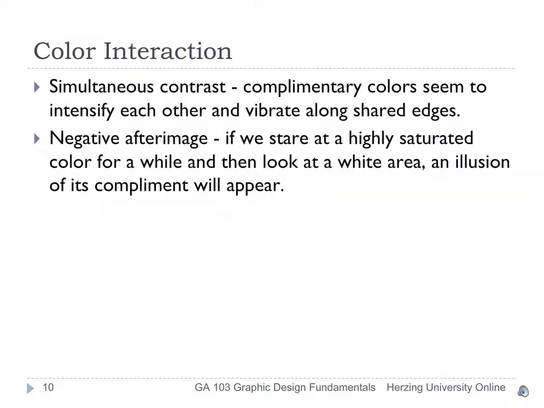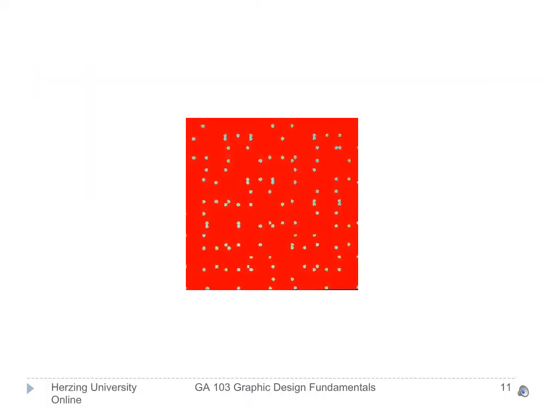We often experience different forms of color interaction. We have simultaneous contrast, which is where complementary colors seem to intensify each other and vibrate along shared edges. We also see a negative afterimage. If we stare at a highly saturated color for a while, then look at a white area, an illusion of its complement will appear. Stare at this image, then move to the next slide.